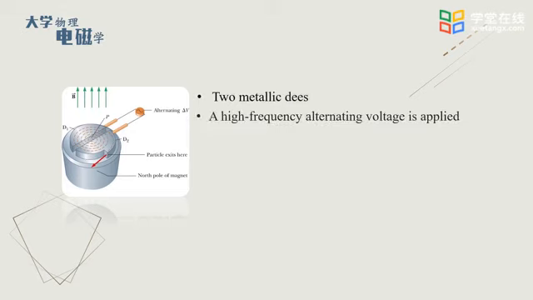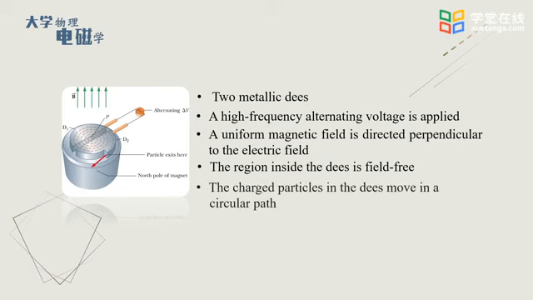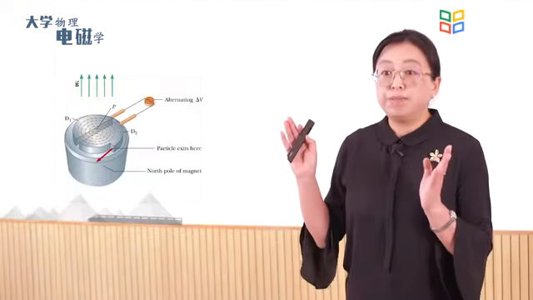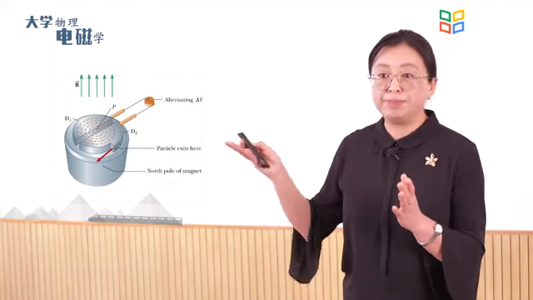A high-frequency alternating voltage is applied to the Ds. A uniform magnetic field is directed perpendicular to the electric field. Because the Ds are made of metal, the region inside the Ds is field-free because the electric field is shielded by the container. Thus, the charged particles in the Ds experience only the magnetic force and move in a circular path. Consider a positive particle released at P near the center of the magnet in D1.